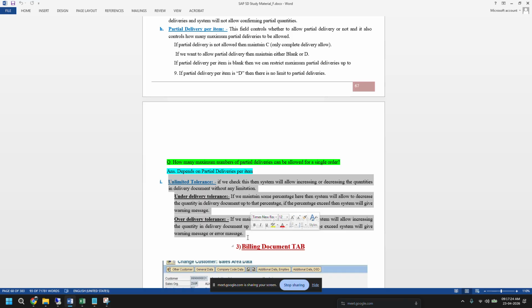Let's say customer has asked for 10 ton. You cannot give exactly 10.000, right? Some tolerance you should give. 9,990 or 10,990 kg, that is also allowed, right? 10 kg is hardly less. So loading, unloading, some different weight machine. So that limit you give: how much under delivery I can allow and how much over delivery I can allow. So that also you maintain in the customer master here.